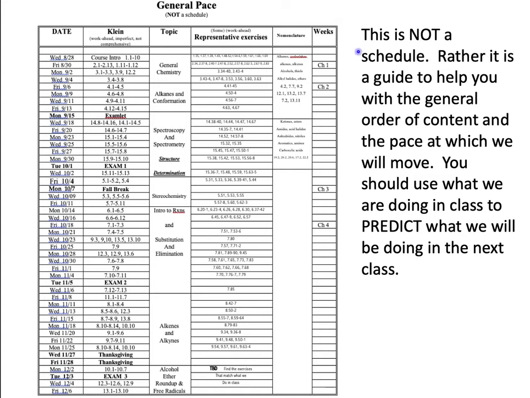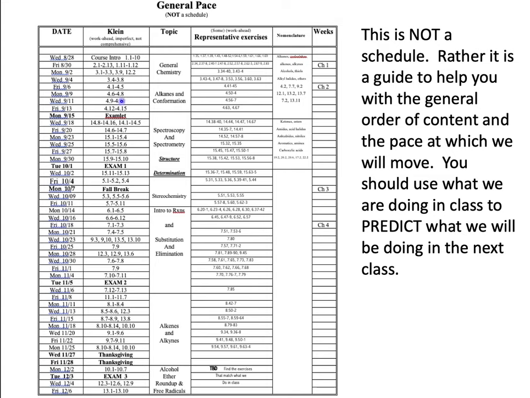I don't want you to think of this as a schedule. It says several places here, this is not a schedule. Rather, it's a tool for you to use to know approximately the order of materials, the order of reading that corresponds to the content of the course, some representative exercises that correspond to that reading and what we're likely to be doing at approximately that time in class, and also a time frame for which you should be learning some nomenclature, and if you happen to be using Pushing Electrons, a time frame for completing that workbook if you so choose. But it's definitely not a schedule.